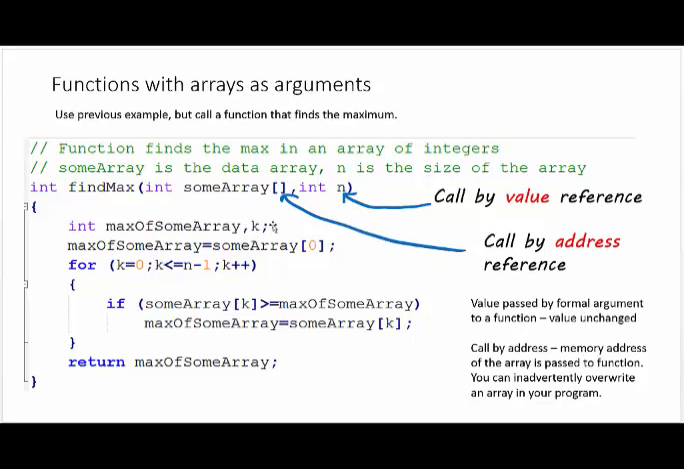So I make some declarations here. Looks like K is an iterator. I, J, K, those are good iterators, but something with meaning should have a meaningful name. I say that the very first element of the array, element 0, is my maximum number. Then I go into a loop, a for loop.